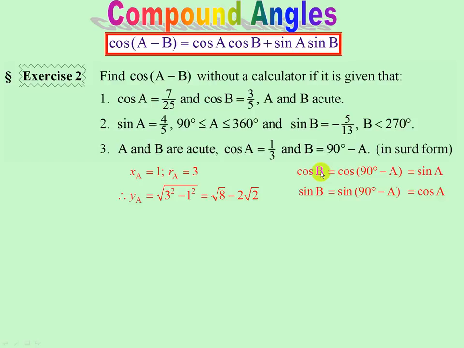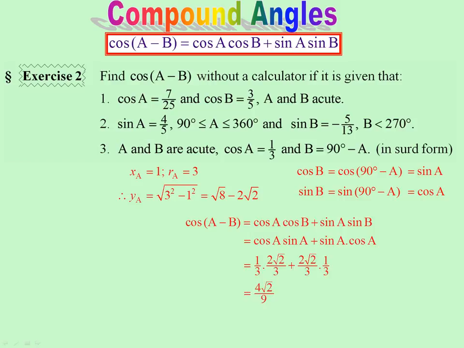Cos B is equal to cos of 90 minus A. Isn't that useful? So cos B, we need to know cos B is cos of 90 minus A, which is sine of A, which we can find because we know the values for A. Sine of B is sine of 90 minus A, because there's B, which gives you cos of A.